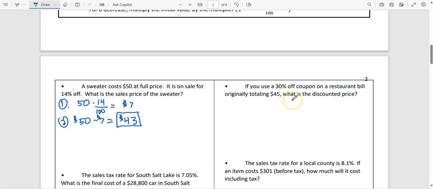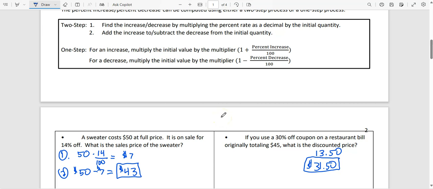Now you try it on the right. Pause the video and just do the two-step approach to get the discounted price. What you should end up with is $31.50. And you should have arrived at that by first getting the $13.50 price for the discount. All right, now let's take a look at the one-step approach.